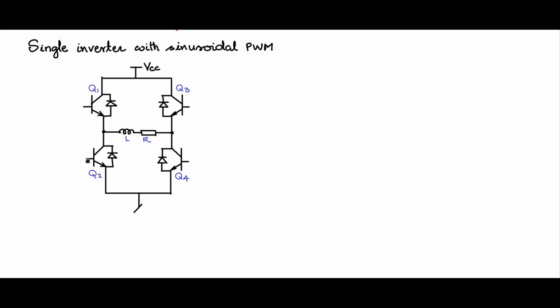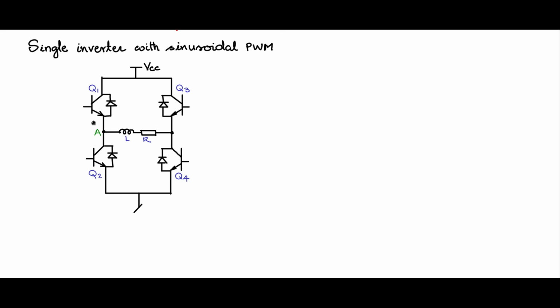Now the switches Q1 and Q2 should be mutually exclusive. When Q1 is on, Q2 is off, so that there is no direct shoot through current. And when Q2 is on, Q1 should be off. Likewise, Q3 and Q4 should be mutually exclusive. When Q3 is on, Q4 is off. When Q4 is on, Q3 should be off.